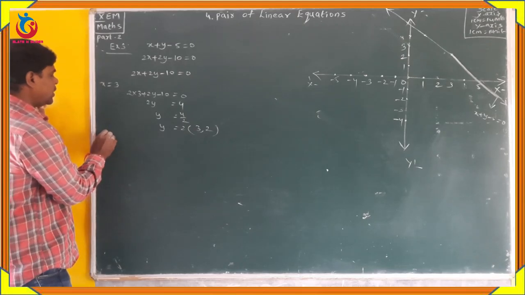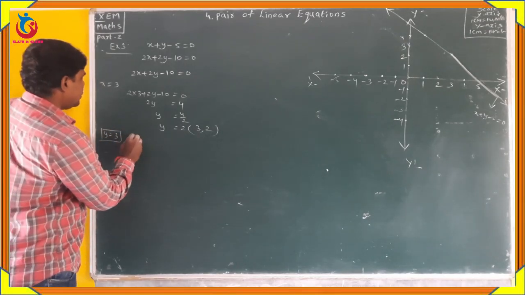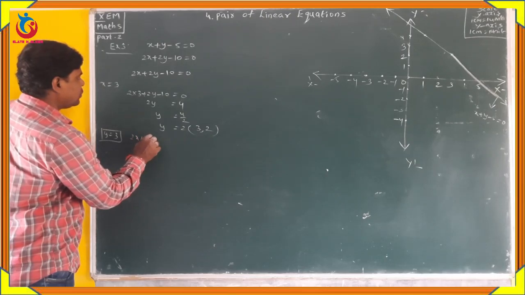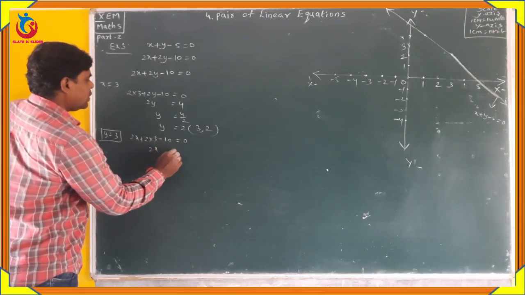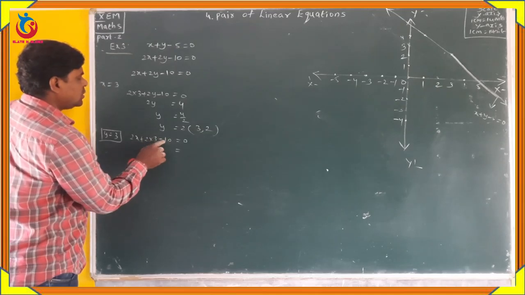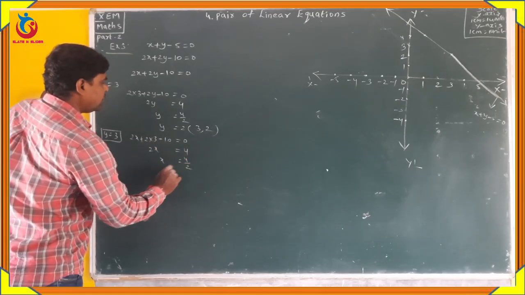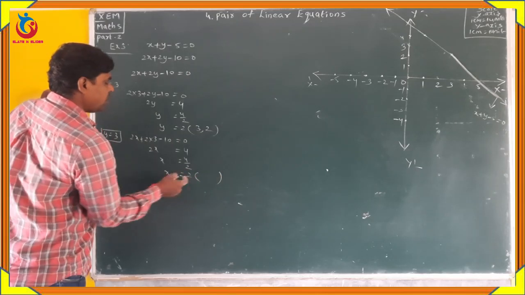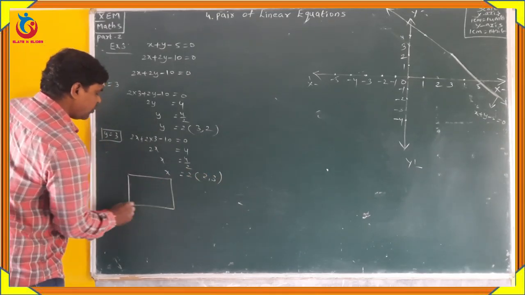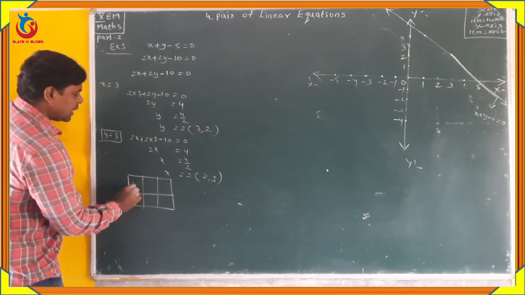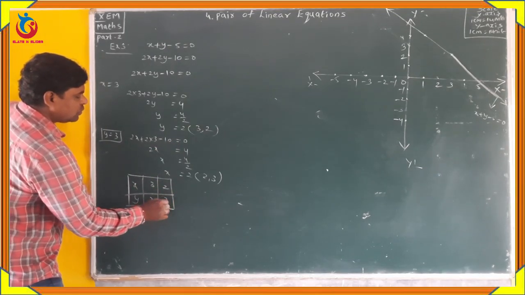Next I would like to take y is equal to 3, then 2x plus 2 into 3 minus 10 is equal to 0. So 2x is equal to 6 minus 10, that is minus 4, so 2x is equal to 4, x is equal to 4 by 2. So x is equal to 2. The point will become 2 comma 3. Yes, after getting these 2 points, we have to draw a box like this and write x, y, this is 3, this is 2, this is 2, this is 3.